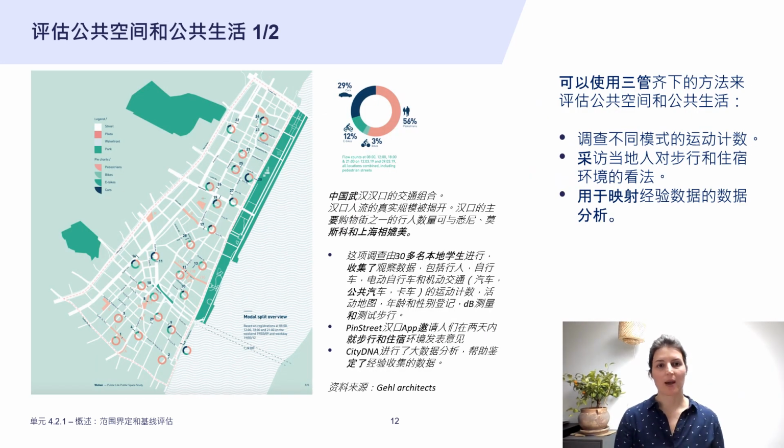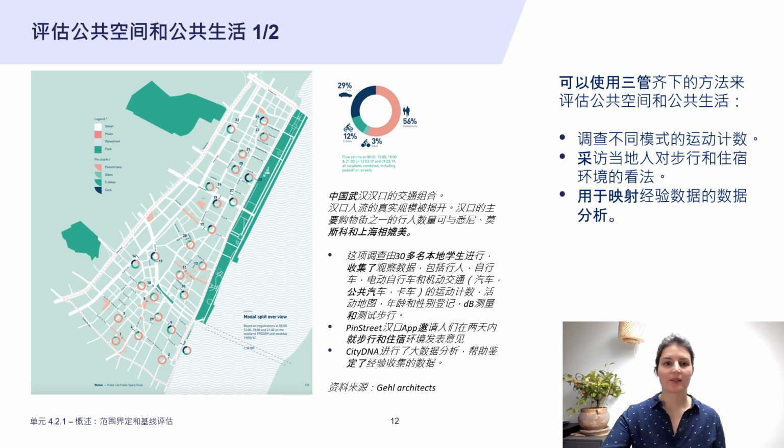A three-pronged approach can assess public space and life. Surveys of movement account for different modes. Interviews of local people acknowledge their opinion on walking and staying environments. Data analysis contributes to mapping the empirical data.